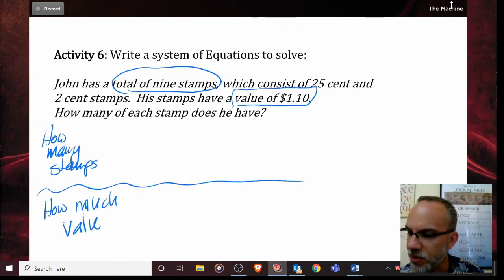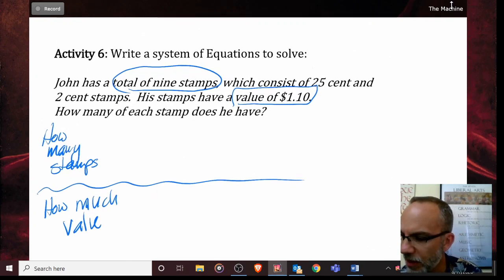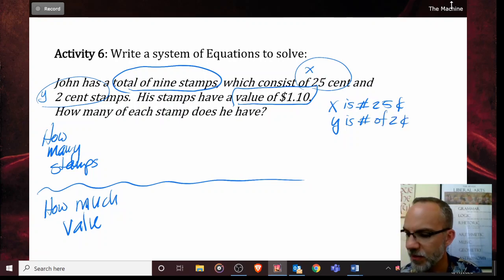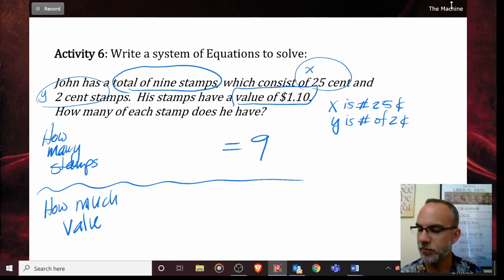Now he's got 2 different kinds, so that means I need to have 2 different variables. Can I call X the number of 25-cent stamps and Y the number of 2-cent stamps? I'll write that down. So, how many stamps does he have in total? 9. How do you get the total number of stamps? You take the number of 25-cent stamps and add that to the number of 2-cent stamps. There's one equation.